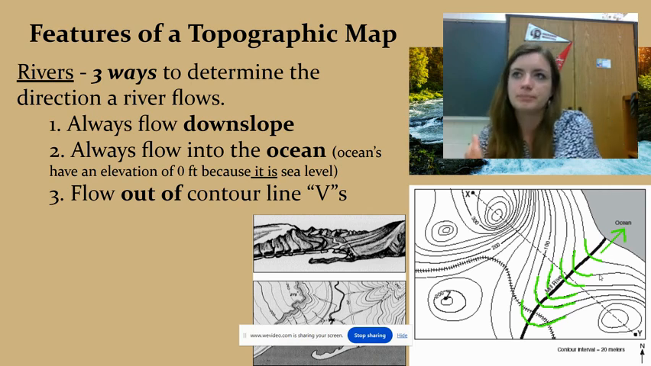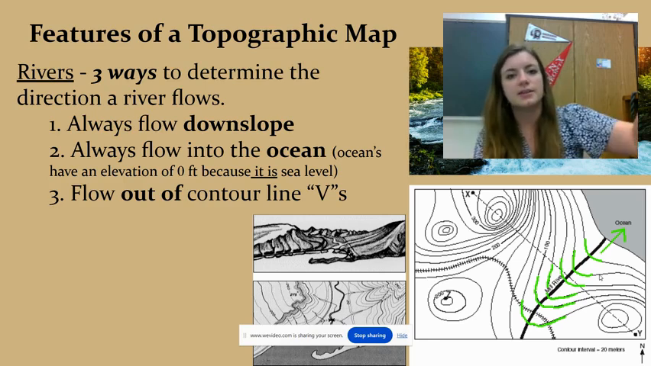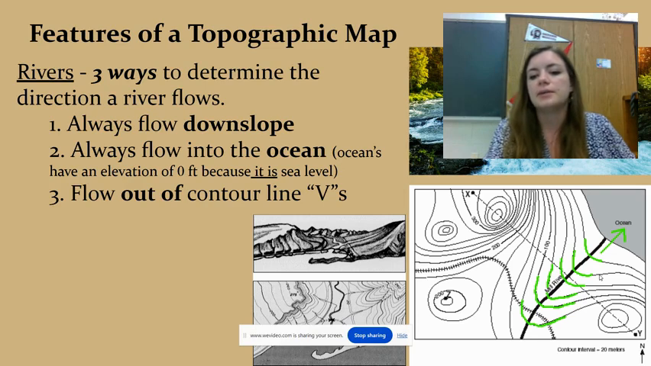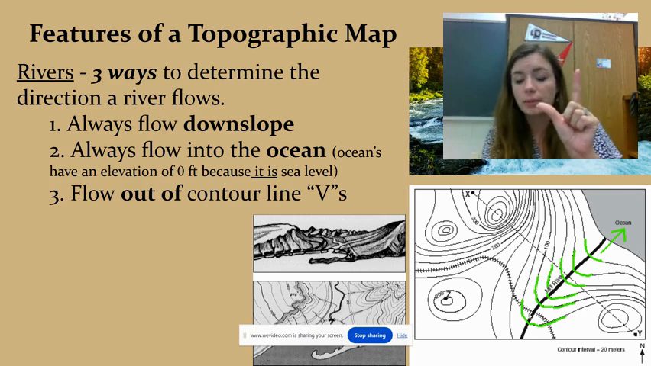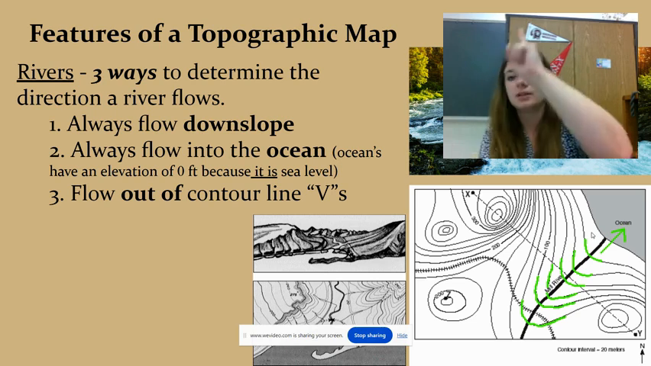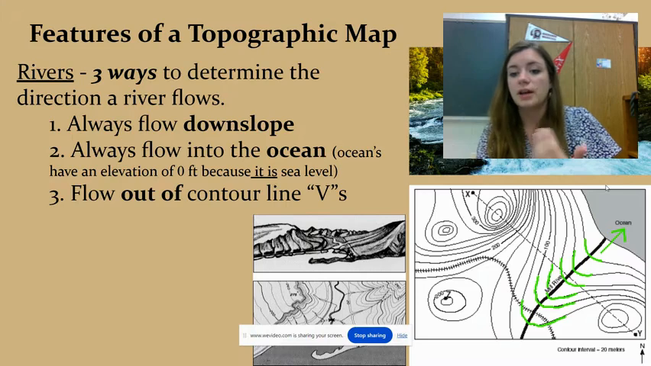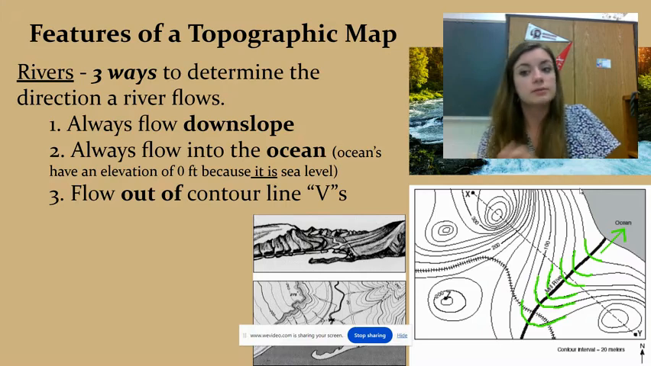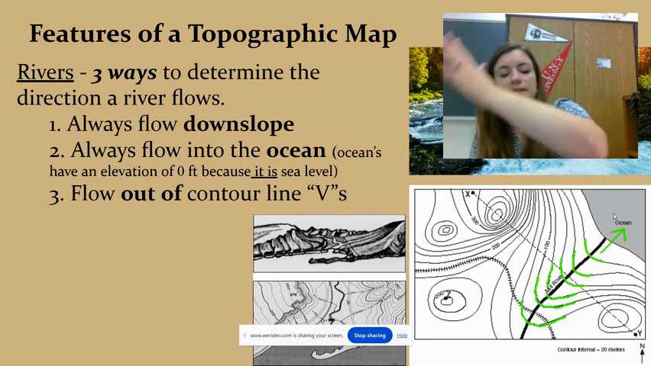Think about our Grand Canyon, which is kind of like that valley and the water's flowing out of it. So here we have those V contour lines that are forming. The river flows out of it. But you can also see it's also flowing towards the ocean. And you can also see elevation-wise, here's 100 feet. Here is 0 because it's right at the water. And I know it's flowing downhill.